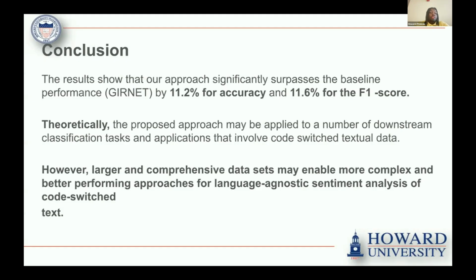And in conclusion, the results show that our approach significantly surpasses the baseline performance of GERNet by 11.2% accuracy and 11.6% for the F1 score. Theoretically, the proposed approach may apply to a number of downstream classification tasks and applications that involve code switch textual data. However, larger and more comprehensive data sets may enable more complex and better performing approaches for language agnostic sentiment analysis of code switch text.